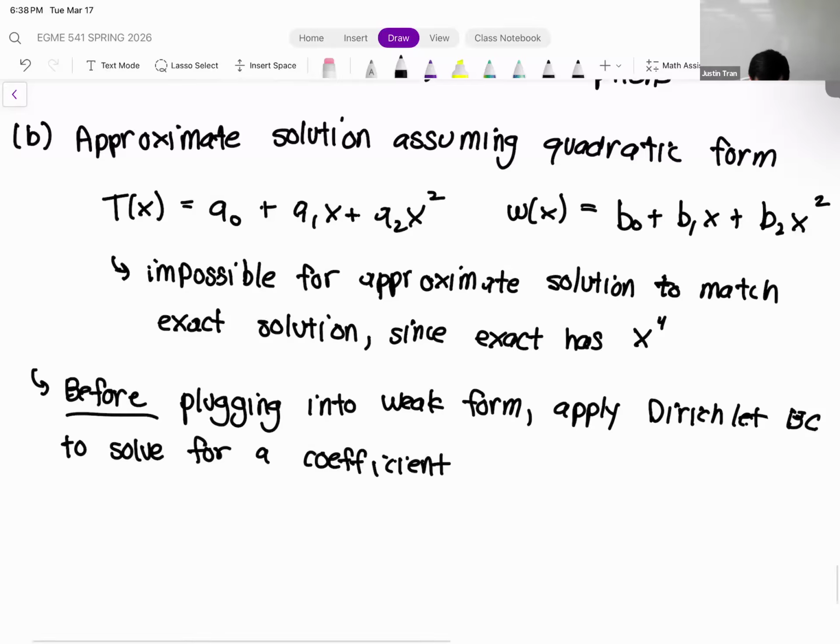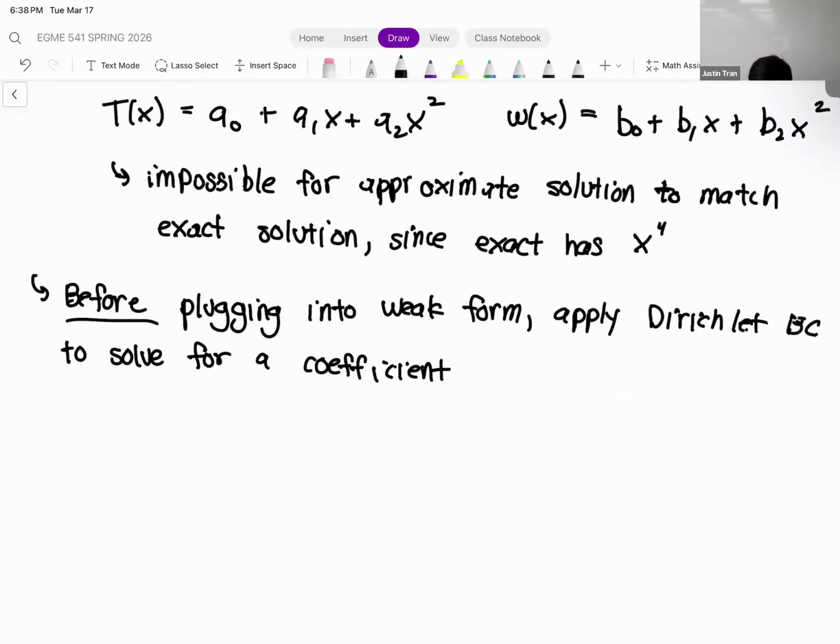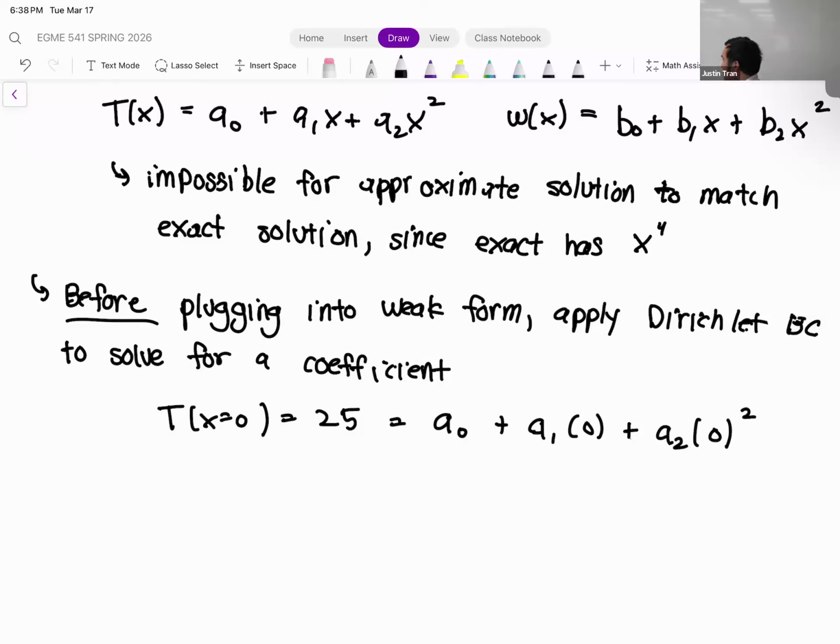Okay, so for this problem, we have a Dirichlet boundary condition at x equals 0. So we have T at x equals 0 is equal to 25. Let's plug x equals 0 into our assumed form. That's going to be a0 plus a1 times 0 plus a2 times 0 squared. That gets rid of those two terms because they're multiplied by 0, and we get right away that a0 has to equal 25.